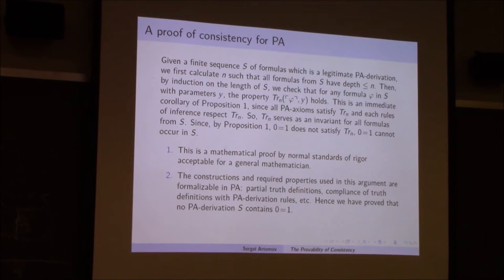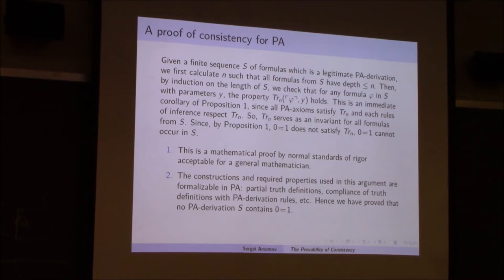So mathematically, what you do is you prove that all axioms, because they're all of limited complexity, satisfy truth. They're true in this artificial sense. And the rule of inference, of course, respects the truth because it's built into the definition of how the truth is constructed. And so, as a result, the truth predicate TR n serves as an invariant for all formulas from S. All formulas from S satisfy this invariant, TR n.